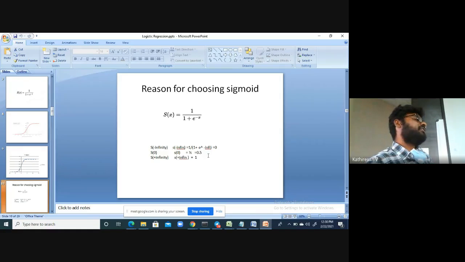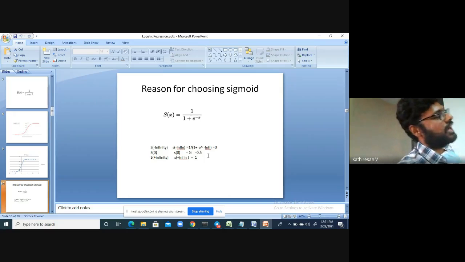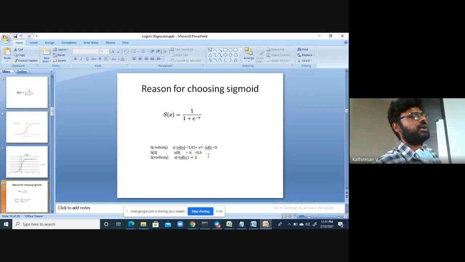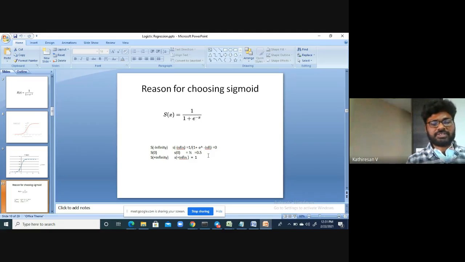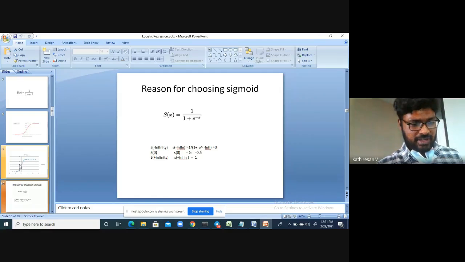By default, this function is giving values between 0 and 1 whenever we give input in the range minus infinity to plus infinity. For the other one, you have to take mod. You are using that function and we are taking mod. So comparatively, the sigmoid is best. By nature it is giving this result. Anyway, we will discuss.